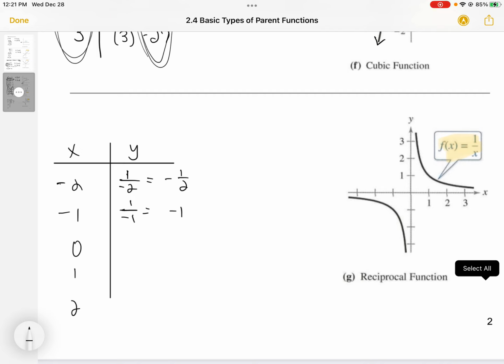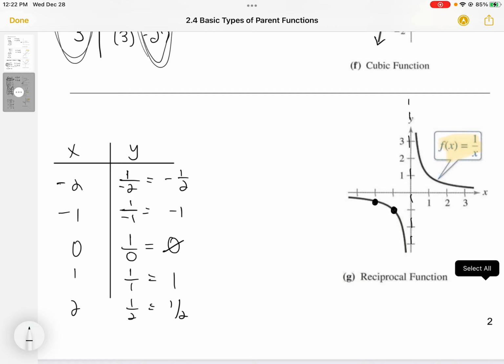When x is 0, we get y is 1 over 0. Remember, we cannot have a 0 in the denominator. That is undefined. When x is 1, y is 1 over 1. And when x is 2, y is 1 over 2. And you can see these y values are repeating but with opposite signs. So now let's just take that table of values and look at the graph. We can find some of these that I calculated on the table. Here's -2, -1/2. Here's -1, -1. Now, 0 is undefined. Notice this graph does not cross the y-axis.